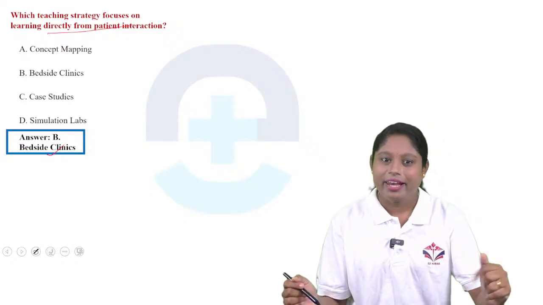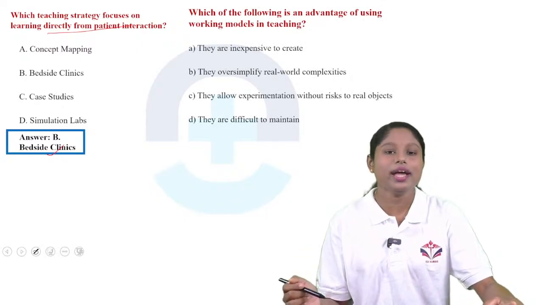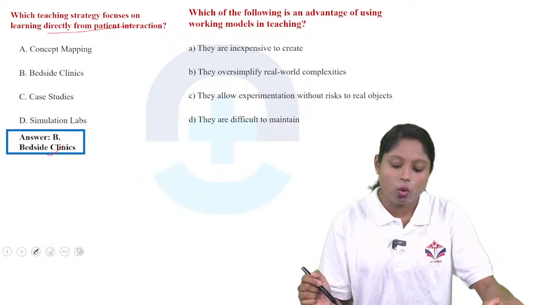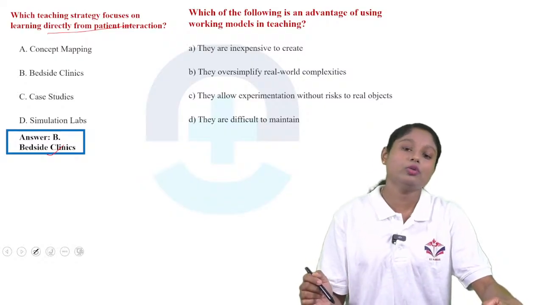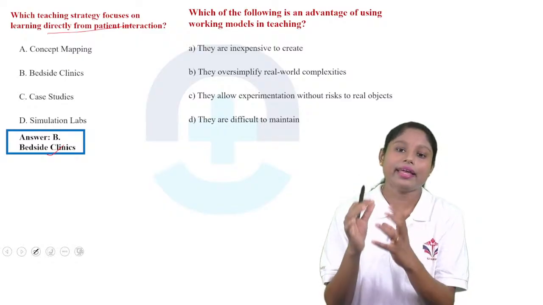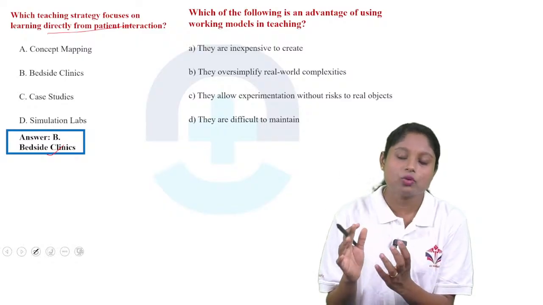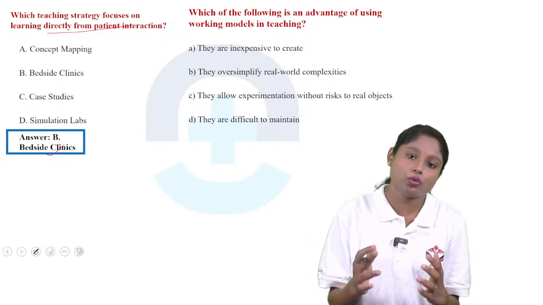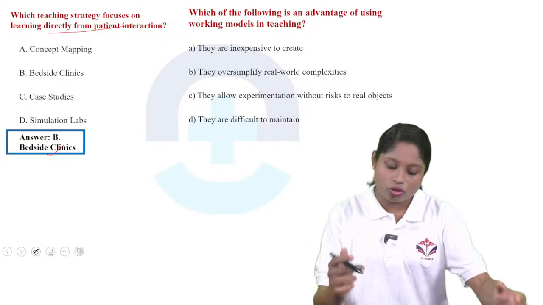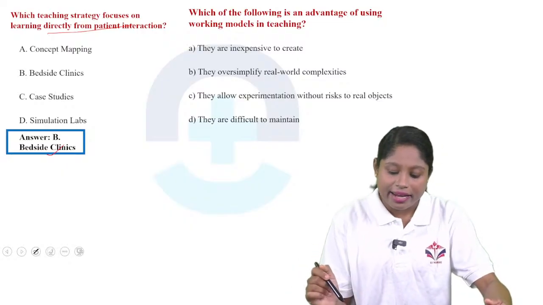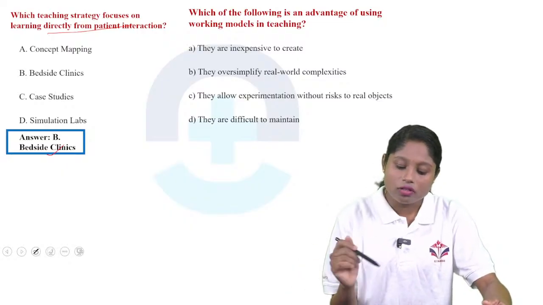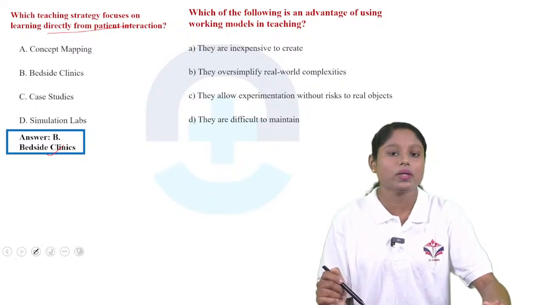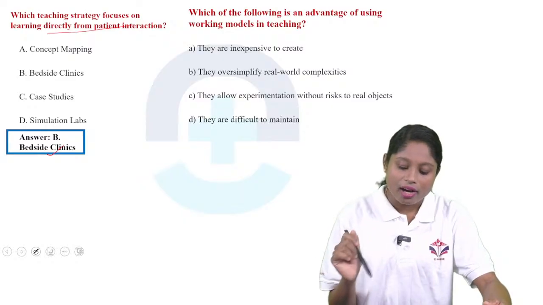Clear? Yes. Let's move on to the next question: which of the following is an advantage of using working models in teaching? For example, a heart working model. We are not using the real object, we use the working model. What is the advantage of using a working model in teaching? These are your options: they are inexpensive to create, they oversimplify real world complexities, they allow experimentation without risk to the real object, they are difficult to maintain.